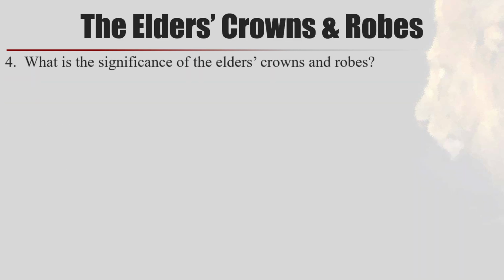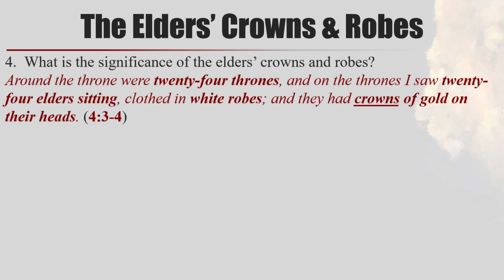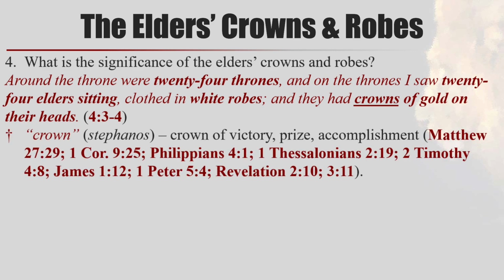So what do you think is the significance of their crowns and robes? Any thoughts on that? I mean, white's often a symbol of purity, and the crowns could be crowns of life. All right, good. So around the throne, 24 thrones, 24 elders, white robes, crowns of gold on their head.